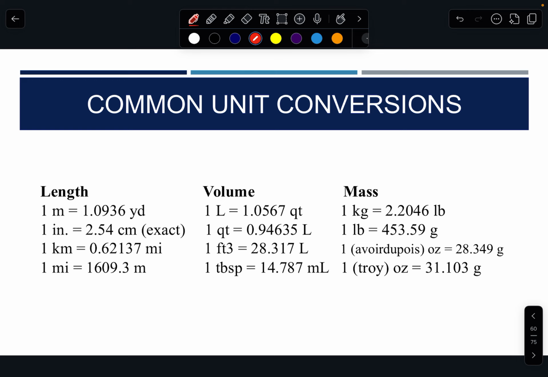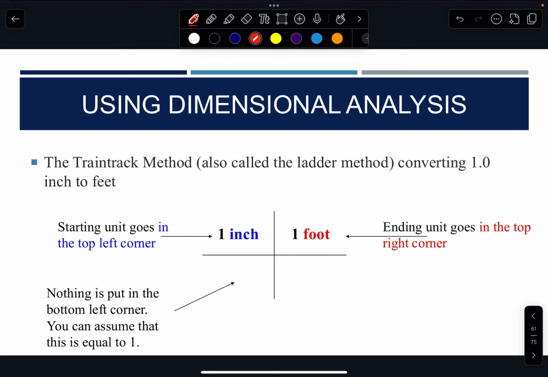And so this is important. If you're watching this video, please pay attention to it so that you know exactly what will be covered on the exam, because this will absolutely be on the exam. This is the fundamentals of calculations in chemistry, so it's very important that you know this. So to use this train track method, or the ladder method, you're going to put whatever you're given in the top left corner.